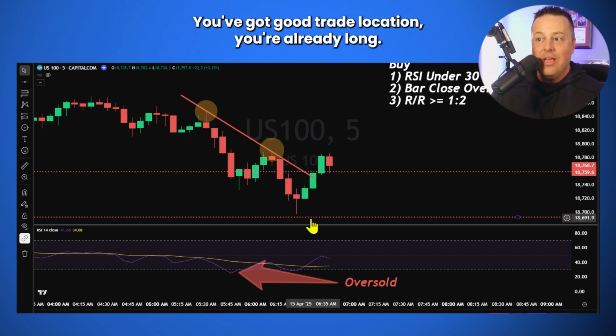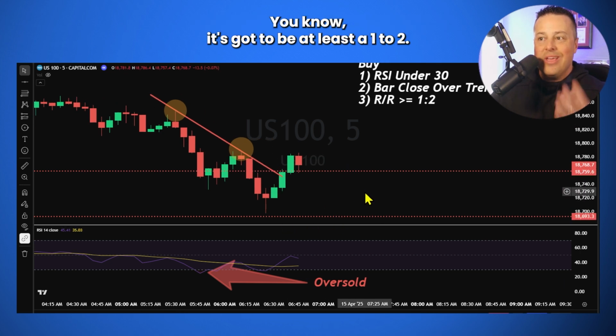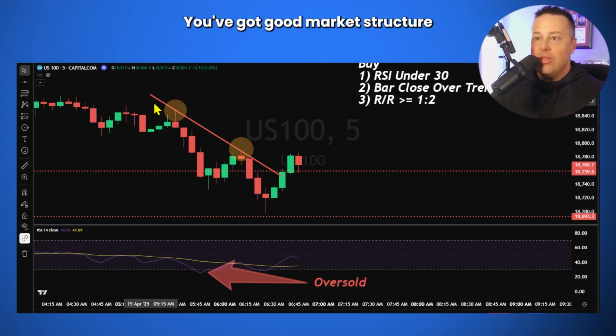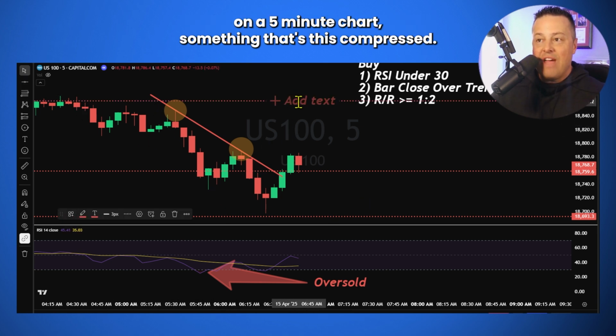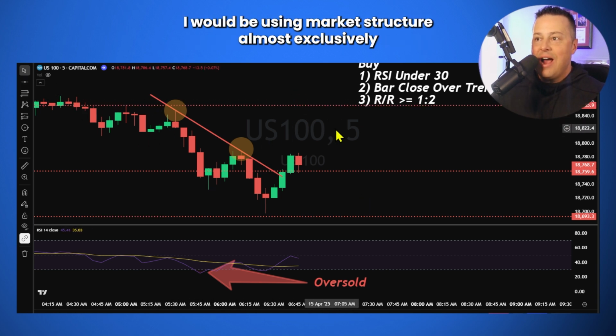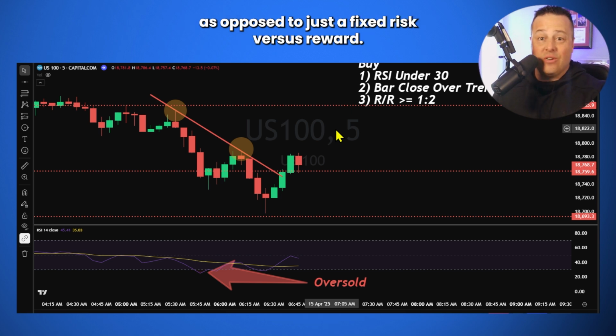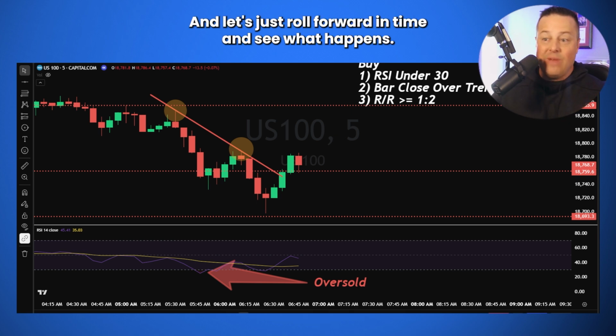You've got good trade location. You're already long. You've got your risk versus reward. You know it's got to be at least a 1 to 2. You've got good market structure. On a 5-minute chart, something that's this compressed, I would be using market structure almost exclusively as opposed to just a fixed risk versus reward. And let's just roll forward in time and see what happens.